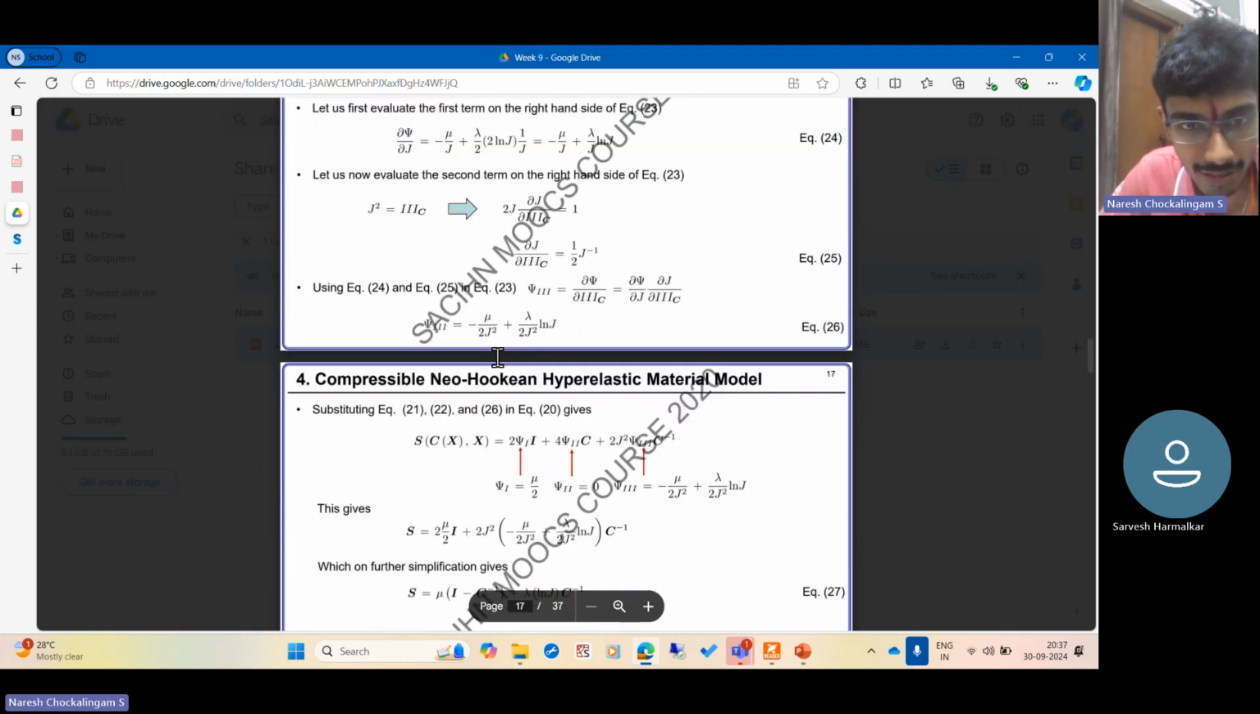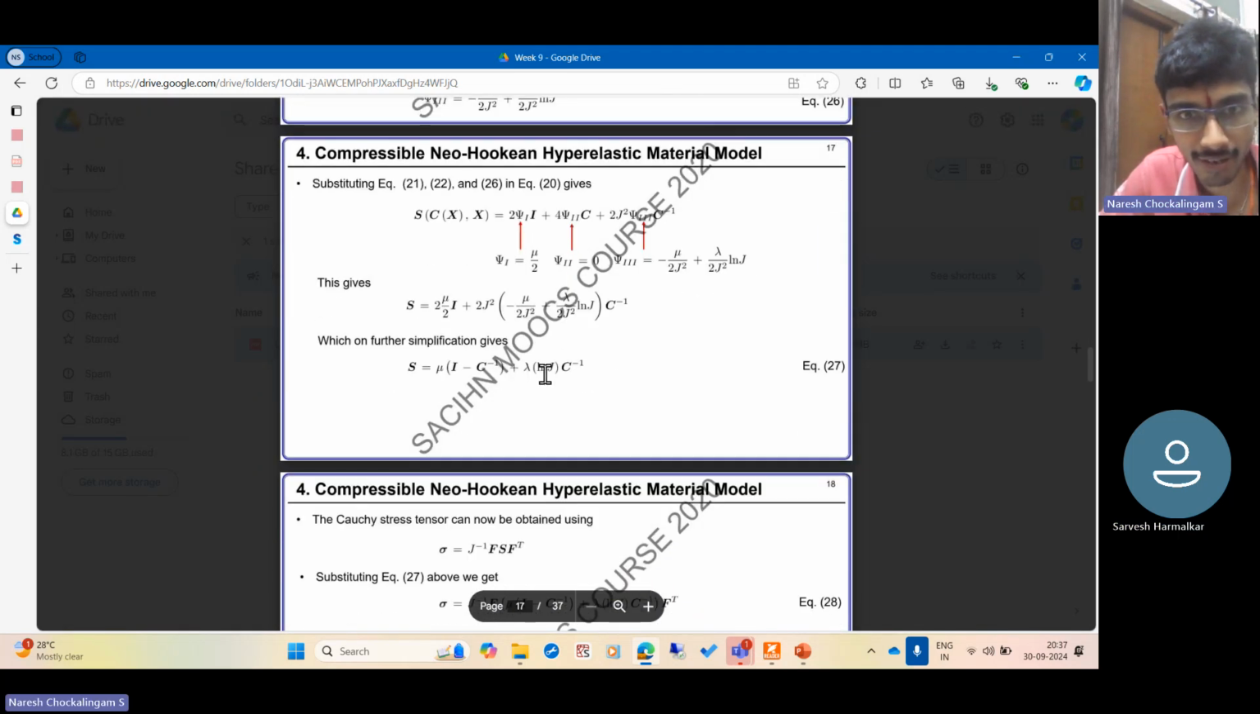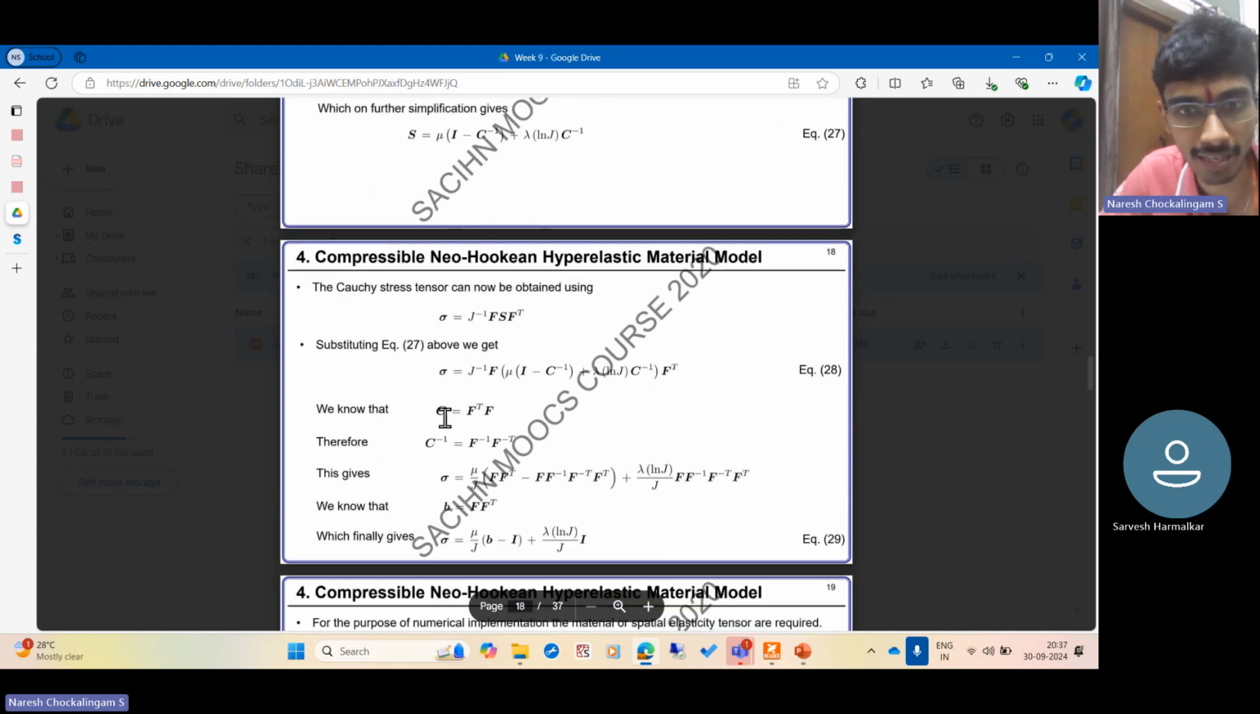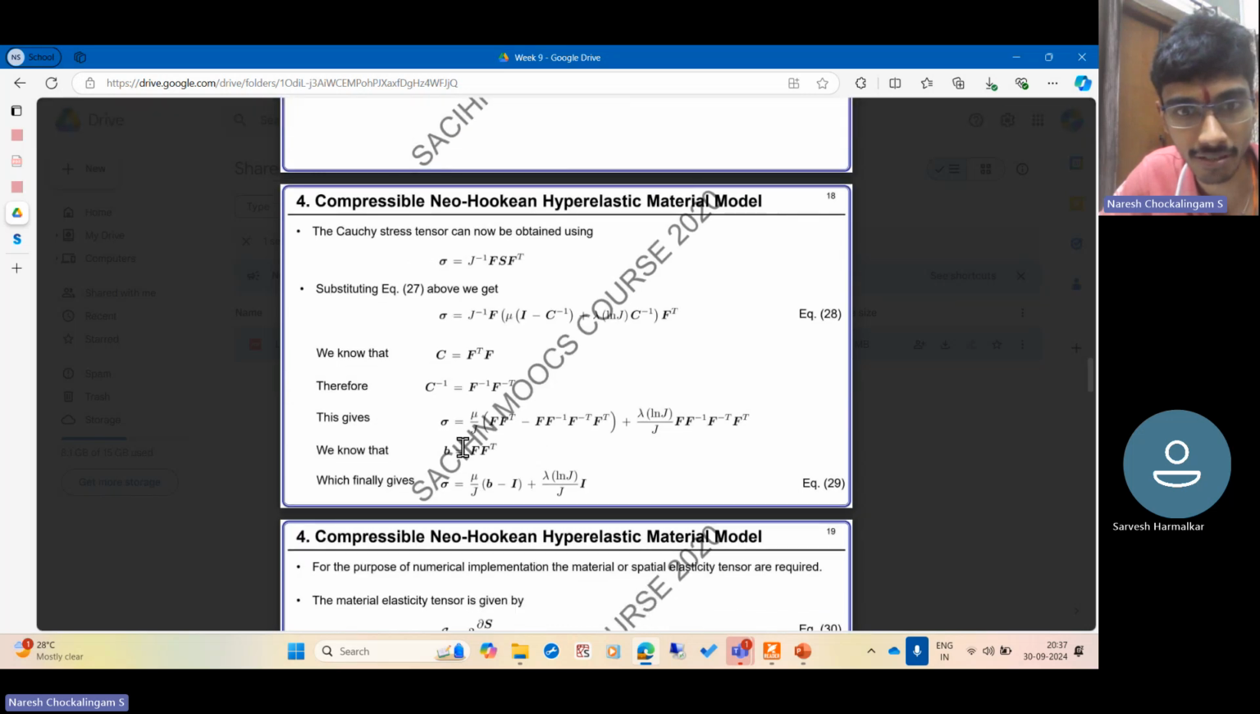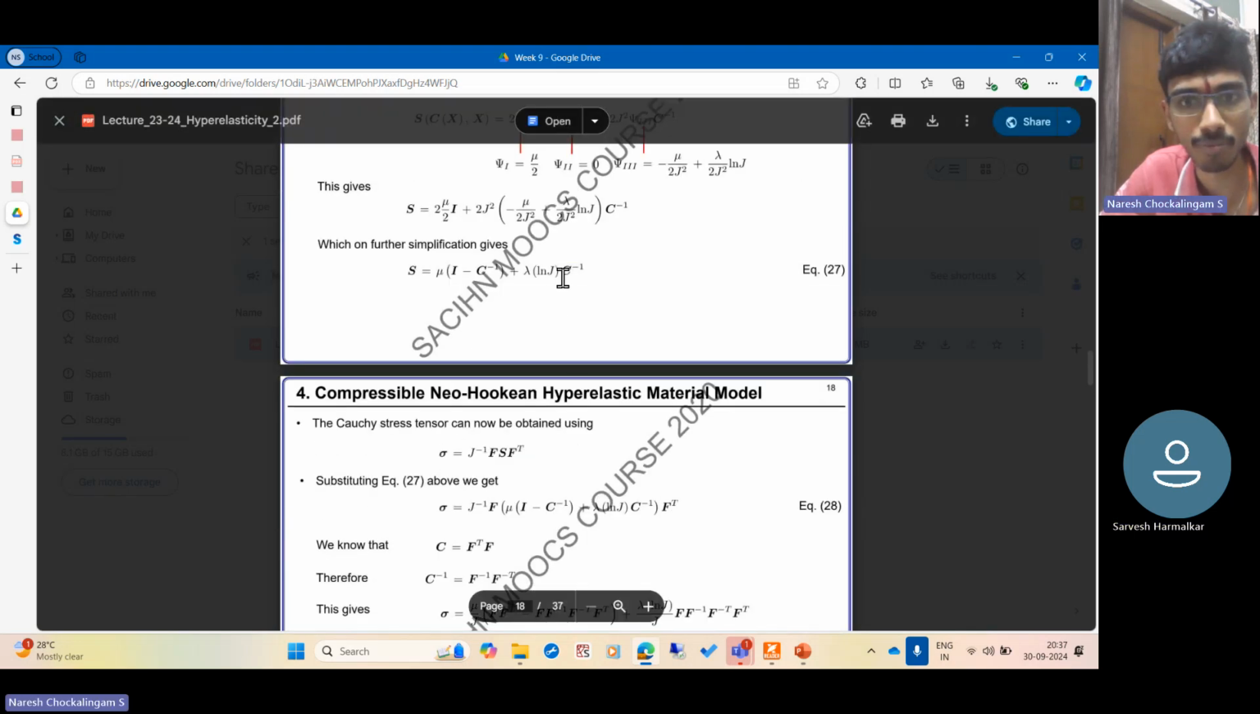This is differentiation. Then S is there, fine. In S there is no J, which means I think there should be a J in the denominator. Because if S is like this, sigma has a J in the denominator, right? So it's mu by J, B minus I plus lambda log J by J. J is there, no? Yeah, J is there. Maybe that's the difference.